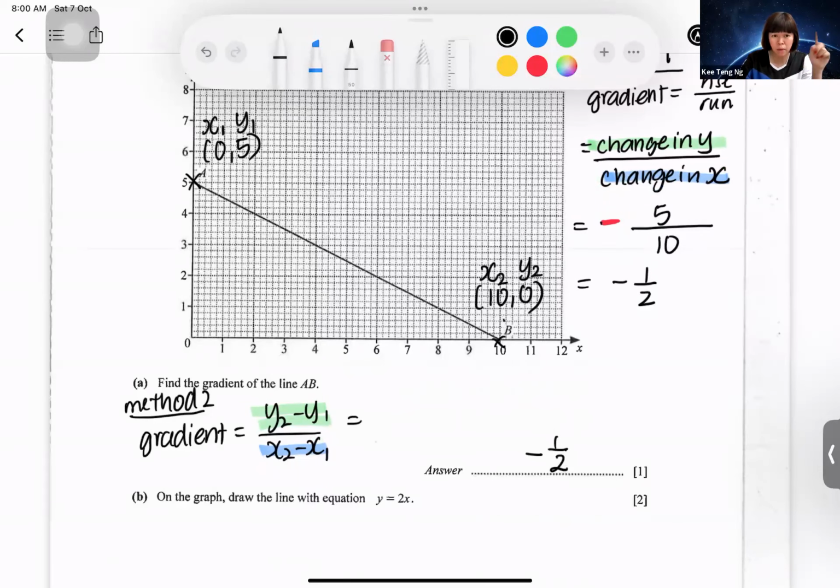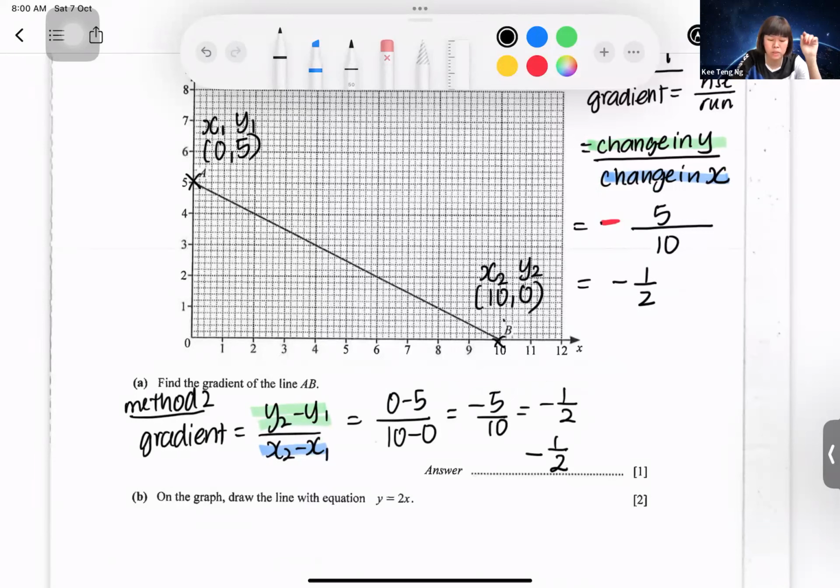Take the end minus the start, 0 minus 5, over the end minus the start, 10 minus 0. So you get negative 5 over 10. Simplify, negative half.